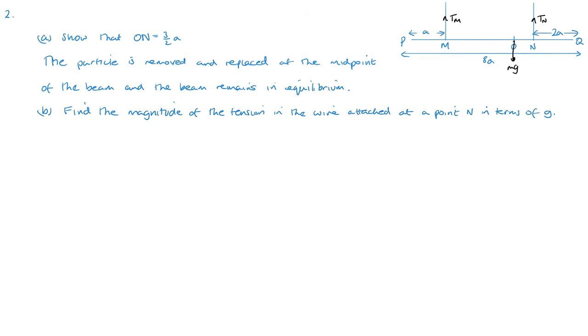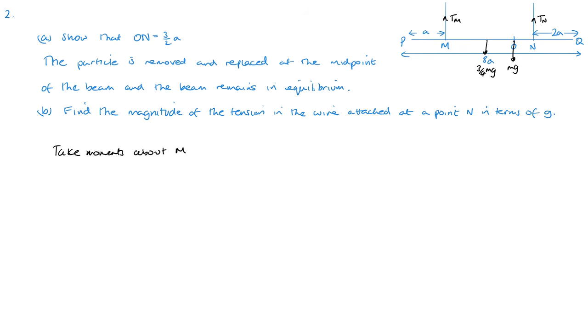So the particle is removed and replaced at the midpoint. So 3/4 mg is replaced to that point. Okay, and the beam remains in equilibrium. Find the magnitude of the tension in the wire attached at point N in terms of g. So we want to find tension at point M, so we can take moments about M.